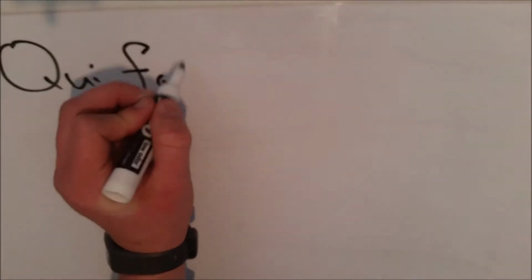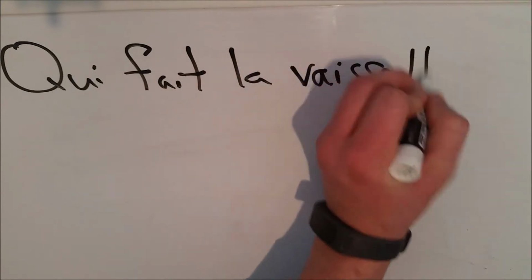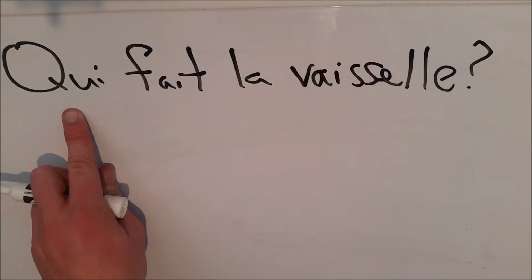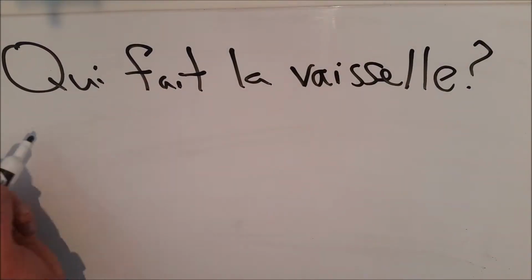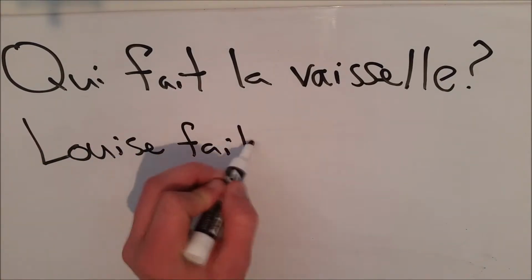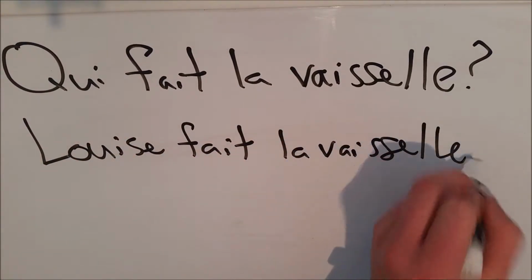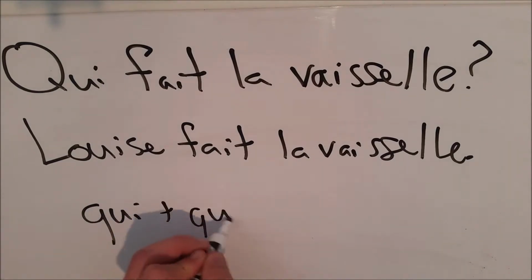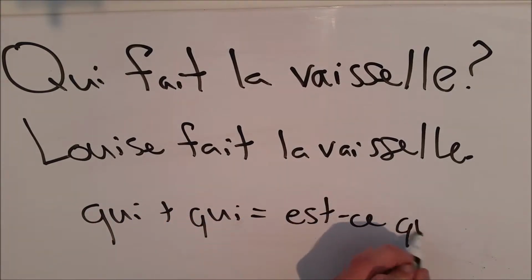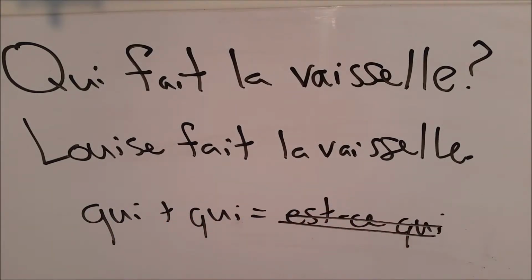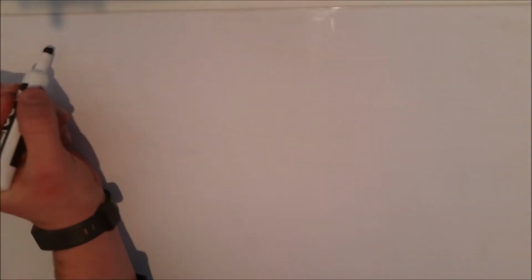So let's look at some questions using this. So we have qui fait la vaisselle. Qui is referring to a person, that's the subject of fait. For example, we could respond, Louise fait la vaisselle. Louise is a person who is doing the dishes. Now when you have qui plus qui, usually the second one gets dropped out. So that's why we can just say qui fait la vaisselle.